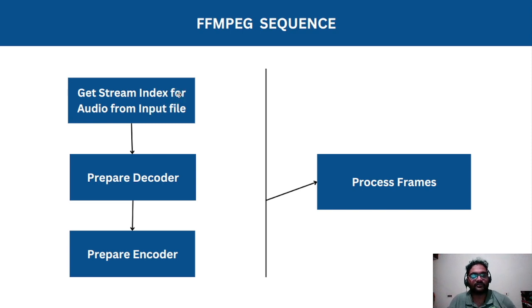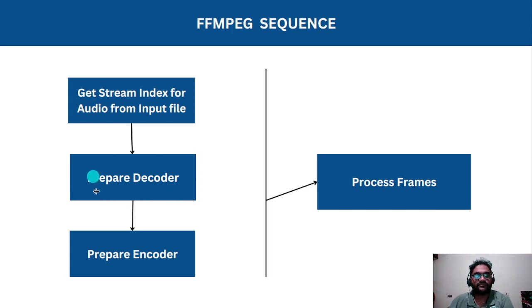or only audio. From this input file we need to detect the stream of the audio. As you know, a file is nothing but a container, and in that we have video stream and audio stream, and we need to get the audio stream index. And once you have the audio stream index, you can decode that stream.